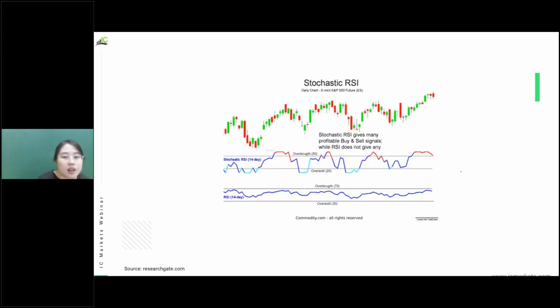Okay, this is stochastics RSI. I usually use stochastics and RSI to identify divergences and support resistance.